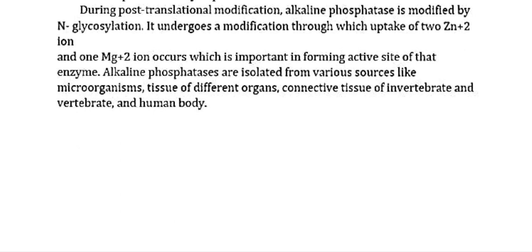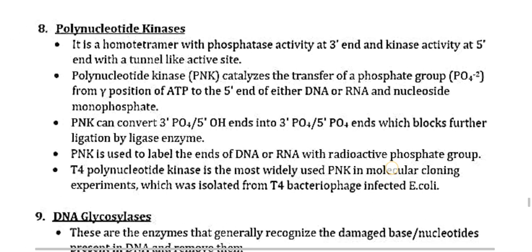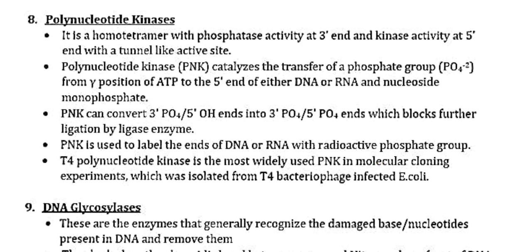Alkaline phosphatases are isolated from various sources like microorganisms, tissue of different organs, connective tissue of invertebrate and vertebrate, and human body. Then polynucleotide kinase. It is a homotetramer with phosphatase activity at 3' end and kinase activity at 5' end with a tunnel-like active site. Polynucleotide kinase PNK catalyzes the transfer of a phosphate group from the gamma position of ATP to the 5' end of the DNA or RNA and nucleotide monophosphate.